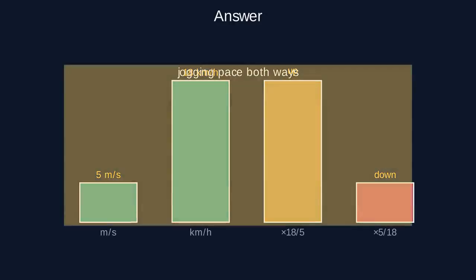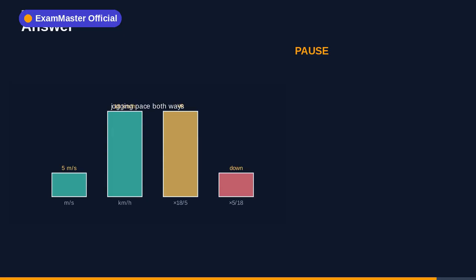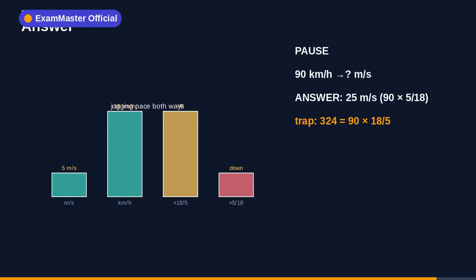A train travels at 90 kilometers per hour. What is its speed in meters per second? The answer is 25 meters per second, 90 times 5/18. We divide, kilometers per hour comes down by times 5/18. Times 18 divided by 5 is the wrong direction and lands near 324.